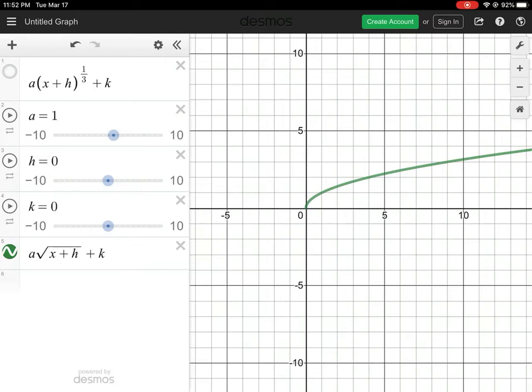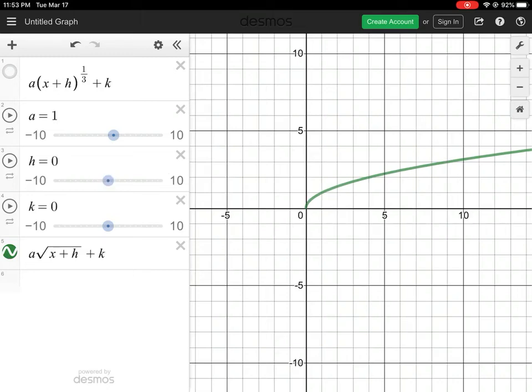So then the h is the thing that's inside the square root. So that'll move it left to right. So if we make it a positive 1, notice it moves it 1 to the left. A positive 2 moves it 2 to the left. And then likewise, a negative 2 will move it 2 to the right. Negative 1 will move it 1 to the right, and so on. Okay? So you can see it slides that way.